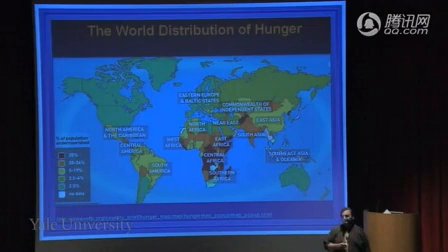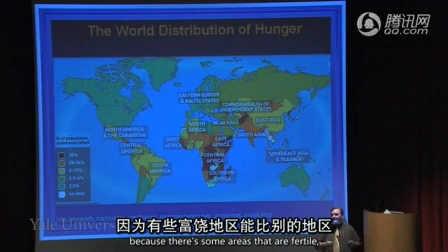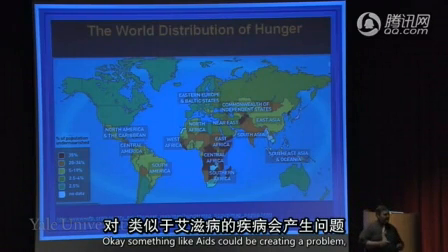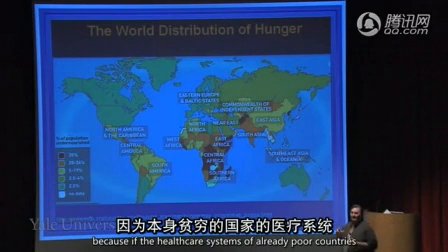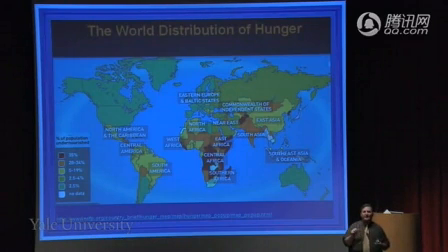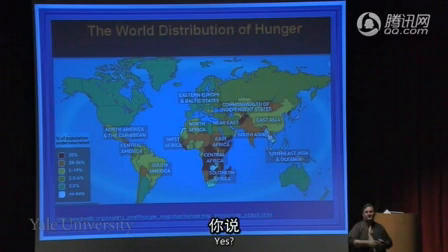Yes. Climate is certainly another issue, because there are some areas that are fertile and grow more crops than others. Yes? Okay, something like AIDS could be creating a problem, because if the healthcare systems of already poor countries are being burdened by things like AIDS, which they certainly are, then the amount of money left over to feed hungry people goes way down.